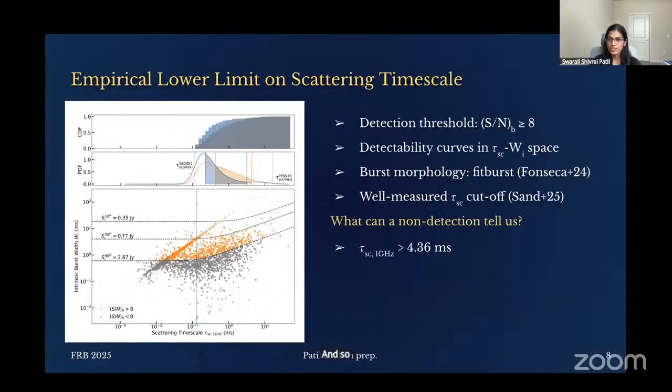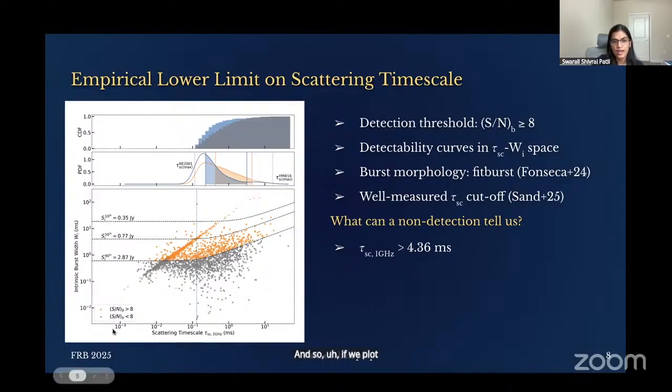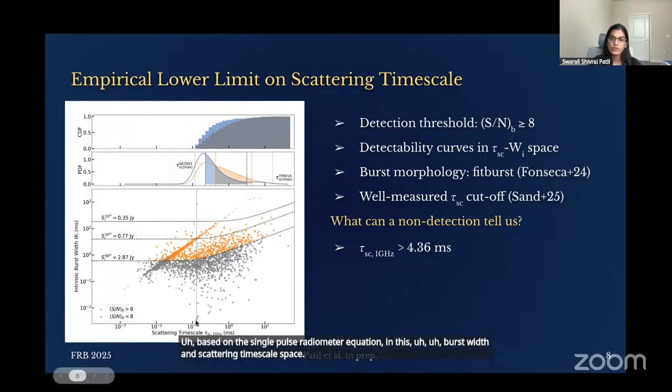And so, based on what we know from catalog 2, even though we don't have an updated selection function, what can we say about the data that we have and the intrinsic properties of the bursts that we have at hand right now? If we plot the scattering timescale and intrinsic burst widths of these bursts, we can draw detectability curves for a fixed value of flux based on the single pulse radiometer equation in this burst width and scattering timescale space.